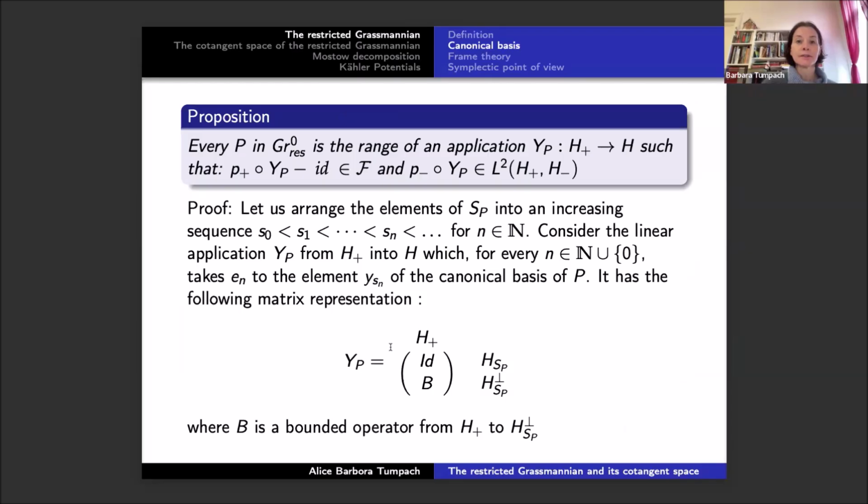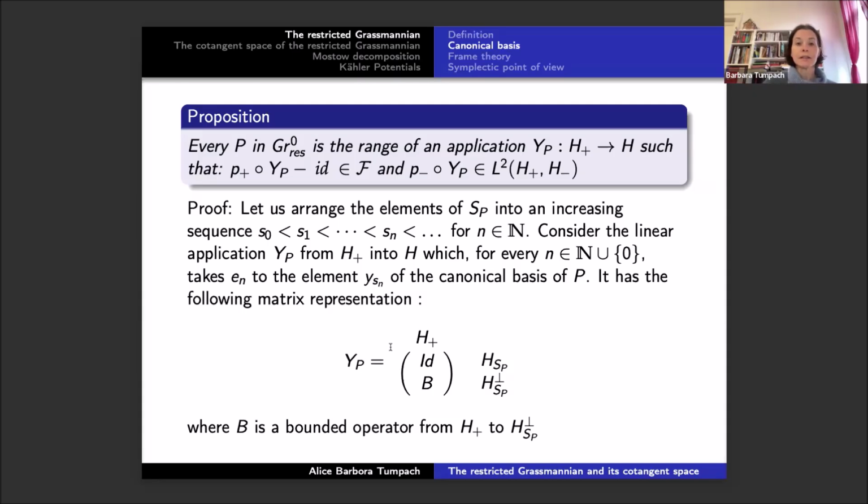So the proposition that follows is that any element, now we are looking at the connected component of H plus in the restricted Grassmannian, any element P in this connected component is the range of an application, I denote it YP, from H plus into H, such that the composition of this application YP with the orthogonal projection on H plus is of the form identity plus a finite rank operator, and the projection P minus applied to this application YP is Hilbert-Schmidt.